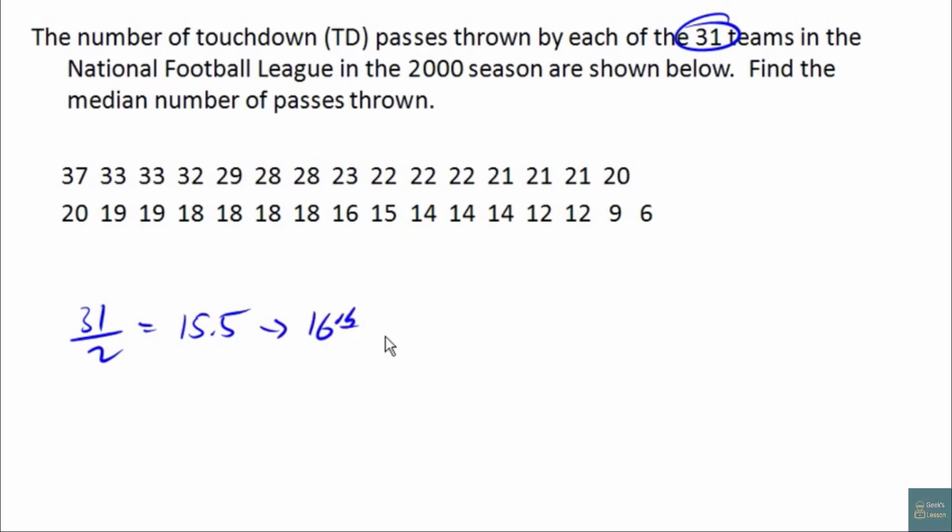Right? Because we have an odd number of data, we know that the median is going to be a single value. So now I can just find the 16th piece of data, because it's already listed in order. So 1, 2, 3, 4, 5, 6, 7, 8, 9, 10, 11, 12, 13, 14, 15, 16. So my median is 20.